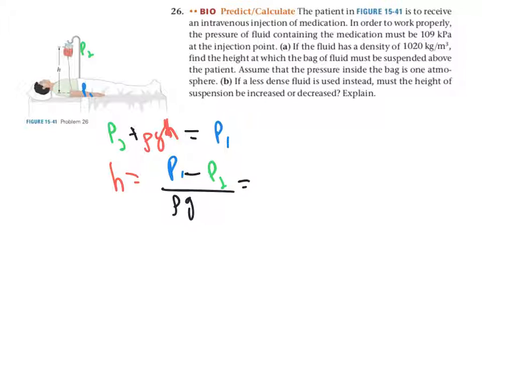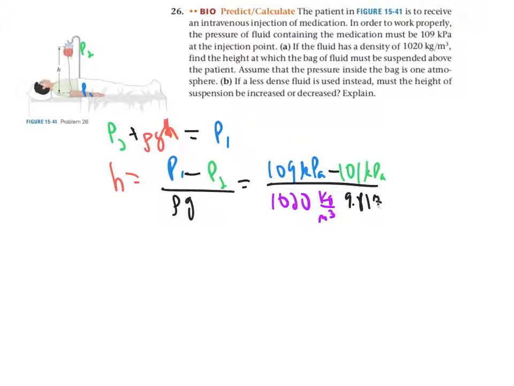So we can say that's going to equal the pressure at the injection point, which must be 109 kilopascals. The pressure in the bag is given as 1 atmosphere, which is 101 kilopascals. And then we're told the fluid has a density of 1020 kilograms per meter cubed, times the value of g, which of course is 9.81 meters per second squared.